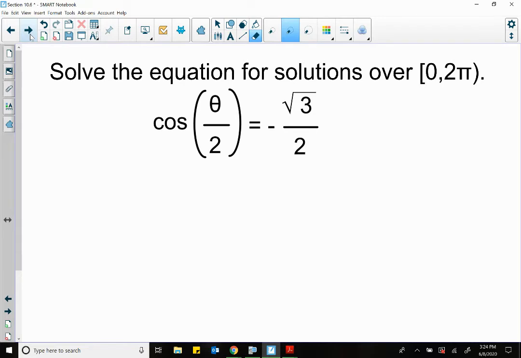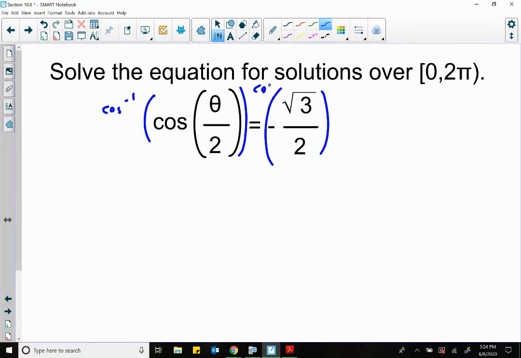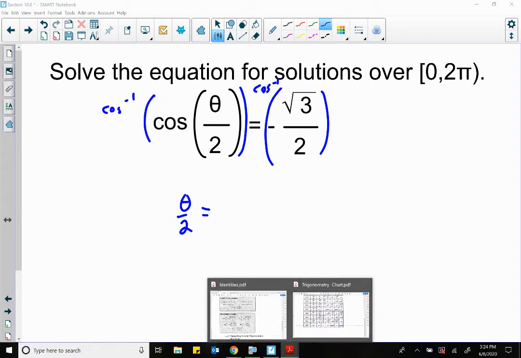Okay. So this one, all the solving is ready. I mean, really all you had to do was take the inverse cosine of both sides. Cosine inverse. But now you have theta over 2 equal to, so we want to know when is cosine negative square root of 3 over 2.